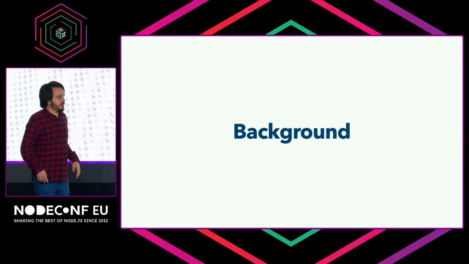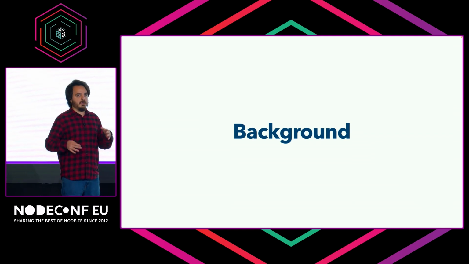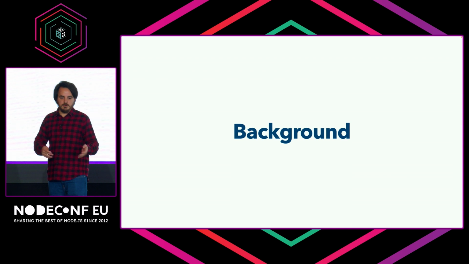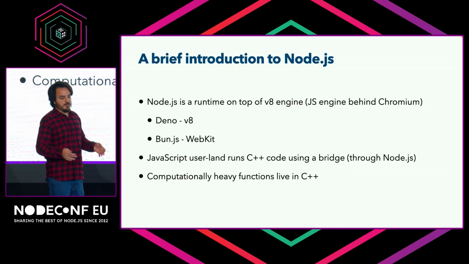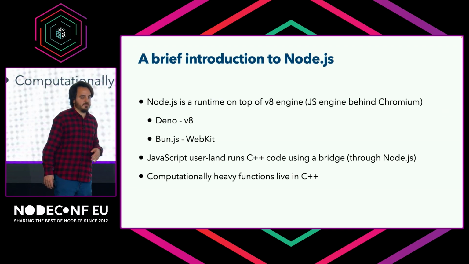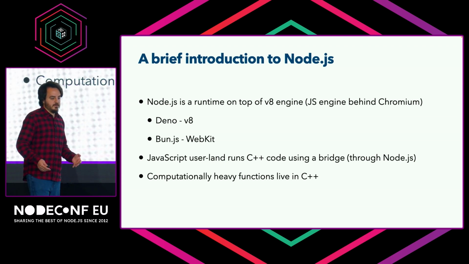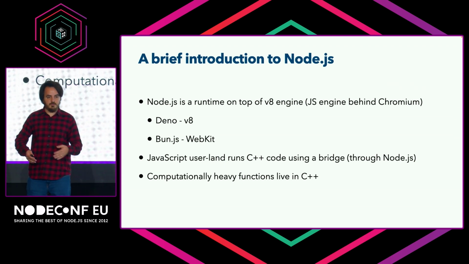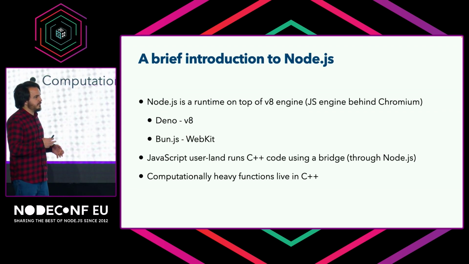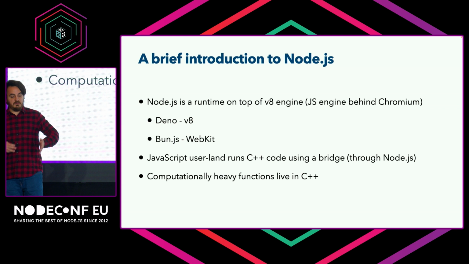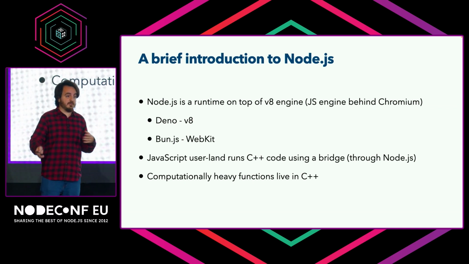So before diving into URL parsers, let's talk about the core bottleneck in Node.js's current architecture. As you know, Node.js is a runtime on top of V8 engine. There are different runtimes, just like Deno uses V8 with Rust, Bun uses WebKit, and so on and so forth. So the thing is, whenever you call a function, JavaScript userland runs the C++ code using a bridge. So whatever you send between those bridges is serialized and deserialized.